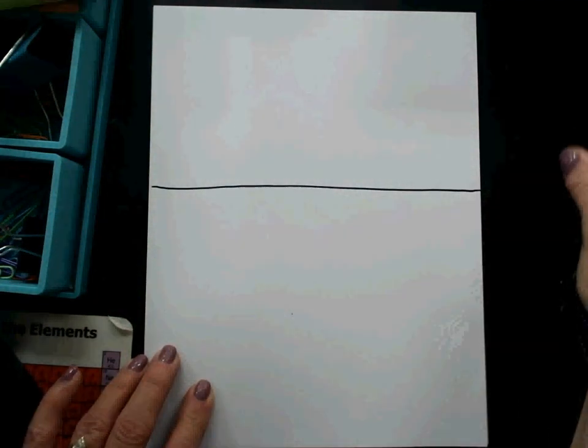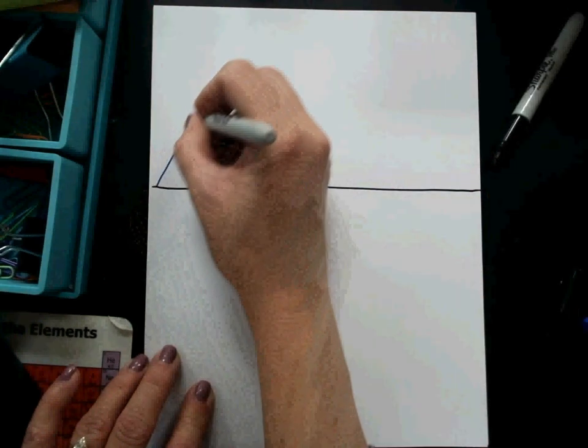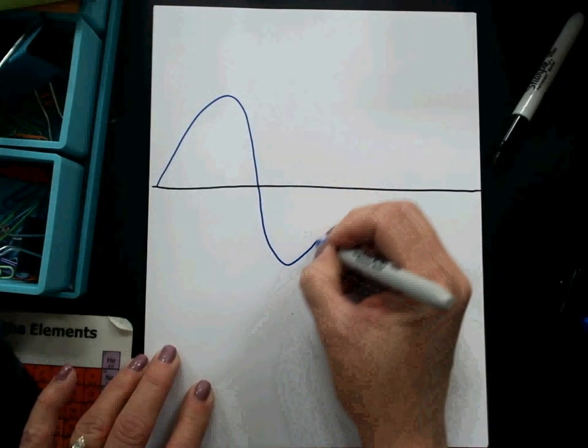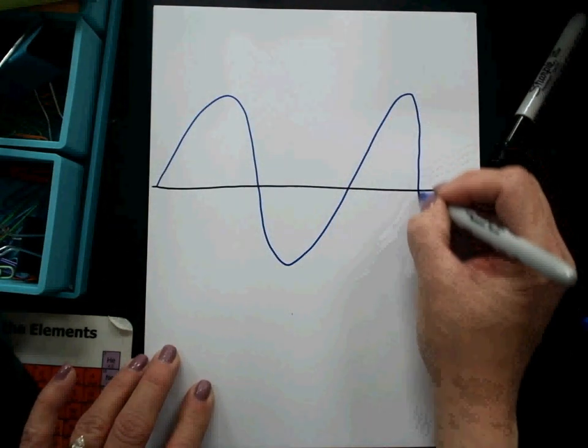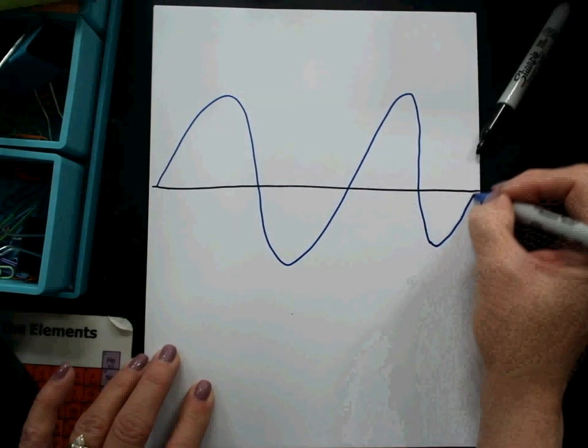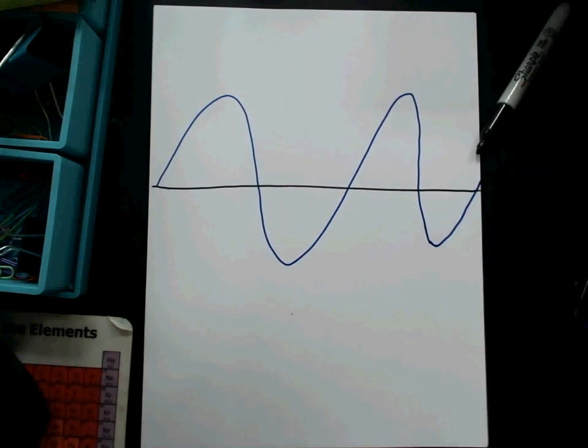Okay, I'm going to draw a line this way. And then I'm going to draw a series of waves. Do the same thing with your notes. It doesn't have to be that big though. Draw yourself a series of waves. Got a series?